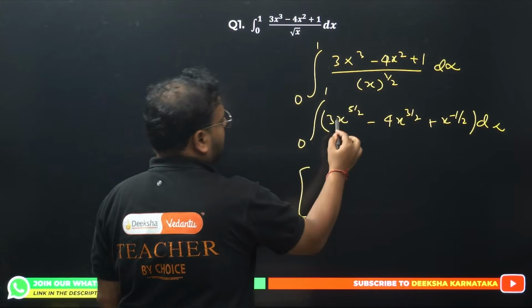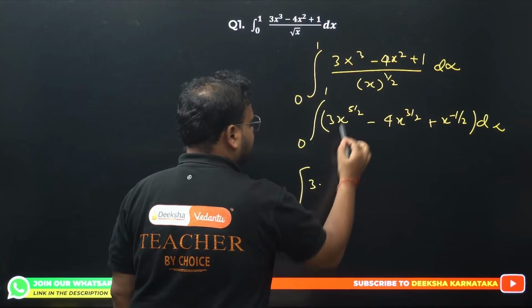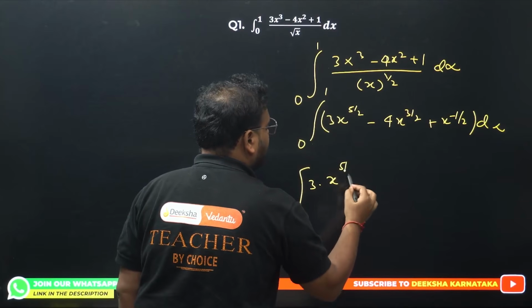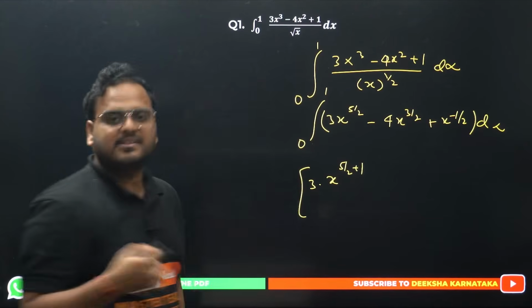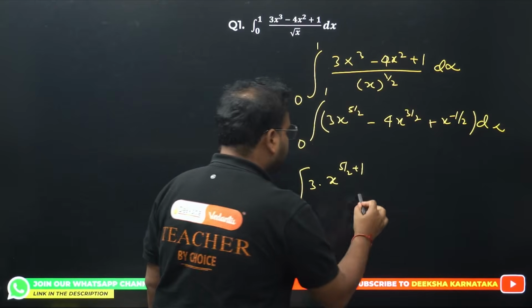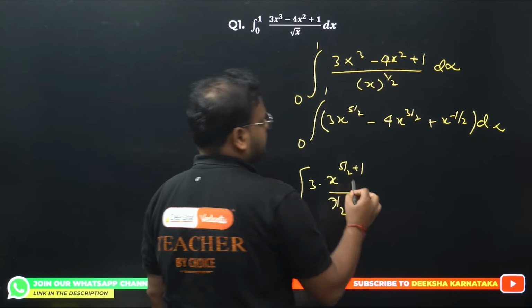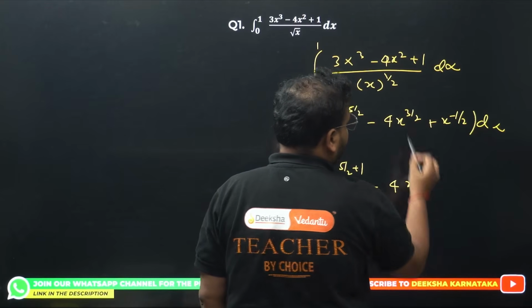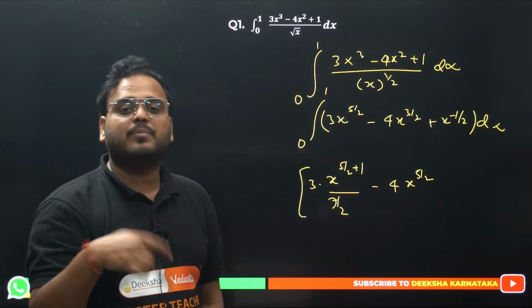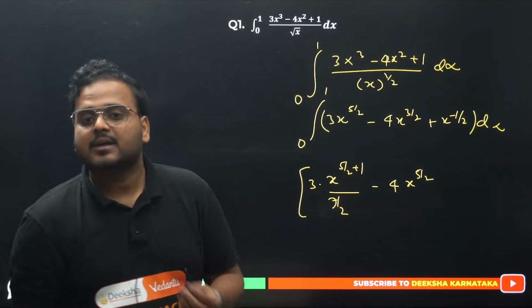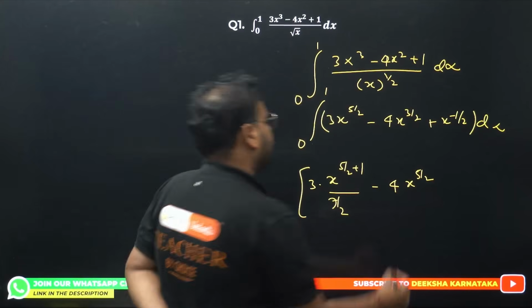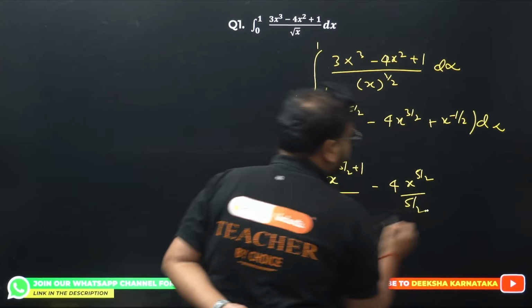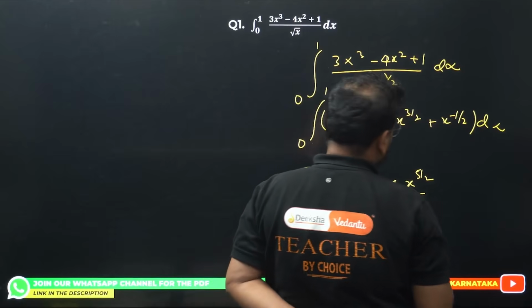Next step. Integration is done now, please check. 3 as it is. Integrate x power 5 by 2: it will become 5 by 2 plus 1, which is 7 by 2, and divide by the same value, 7 by 2. Here as well, minus 4 x power 5 by 2, because 3 by 2 plus 1 is 1.5 plus 1, which is 2.5, that is 5 by 2. Divide by 5 by 2.